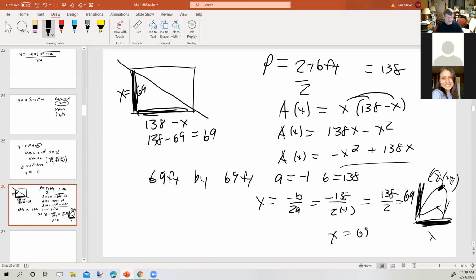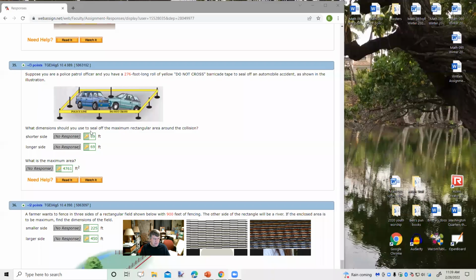Now, I think I mentioned this the other day, where this gets confusing is the way they have it in WebAssign, shorter side, longer side, okay? Because it's a square, both sides are equal. So that tends to confuse people. They think, well, wait a minute, but so each one should be 69 feet.